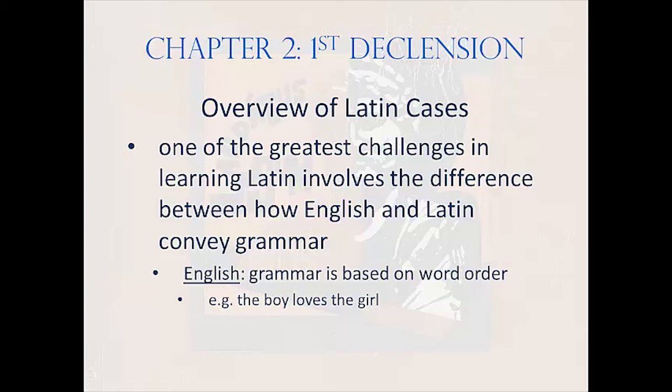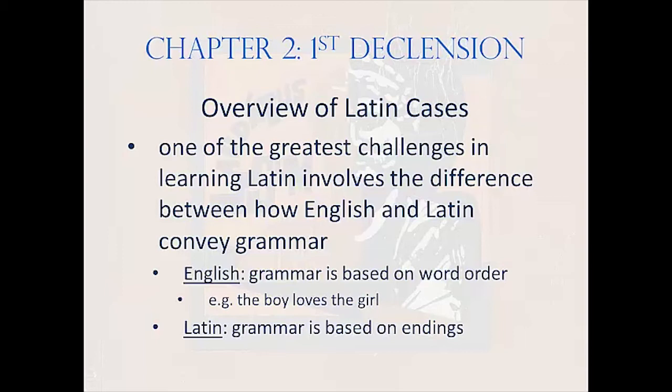Because of this word placement, it means that the boy is the subject of the sentence, the doer of the verb action, and the girl is the direct object, the receiver of the verb action. Reversing their placement in the sentence reverses the sense. The girl loves the boy. But in Latin, none of this is true. Word placement does not show grammar.